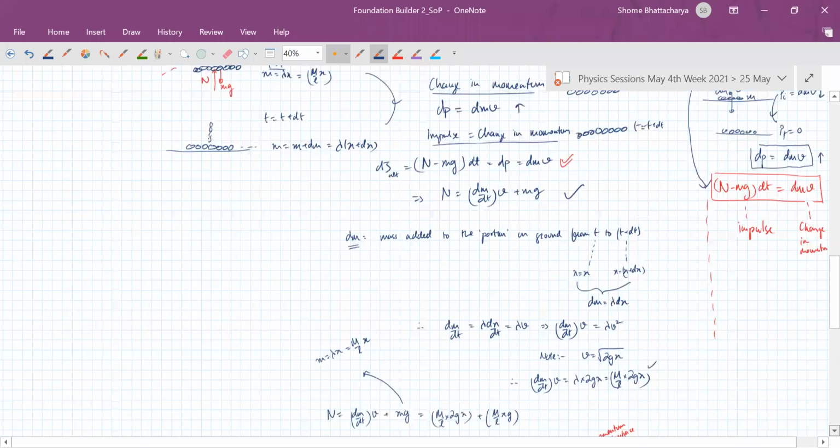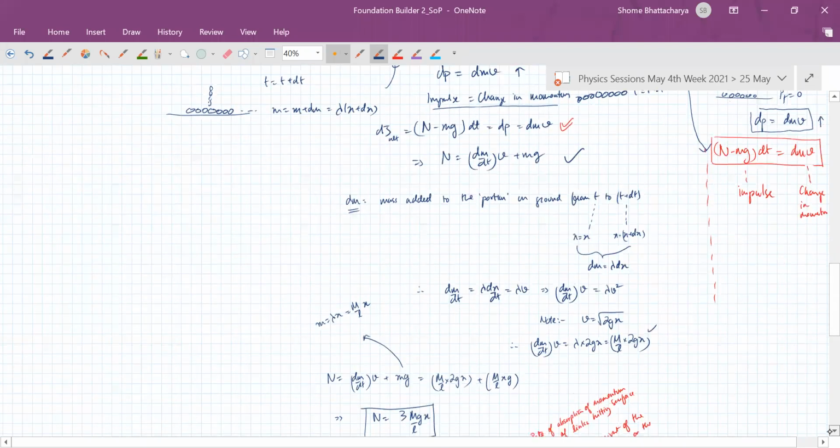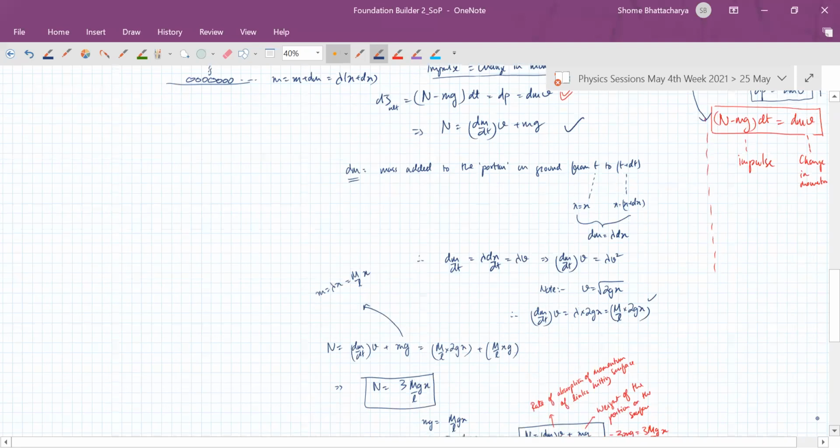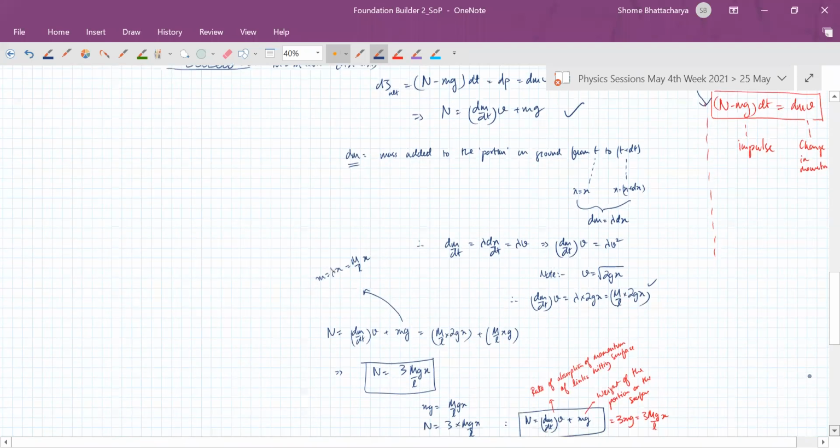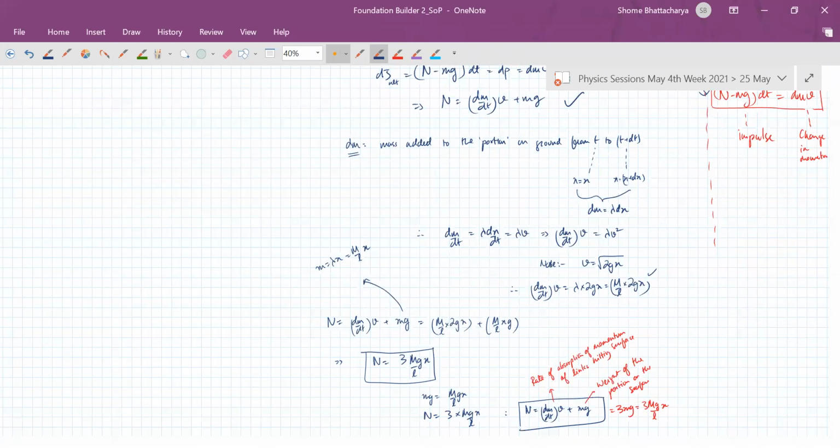So dm by dt is the rate at which mass is hitting the ground. So that will become lambda into dx by dt. That is the mass per unit length into the rate at which the length of the chain is hitting the ground. So that's what we're seeing here.